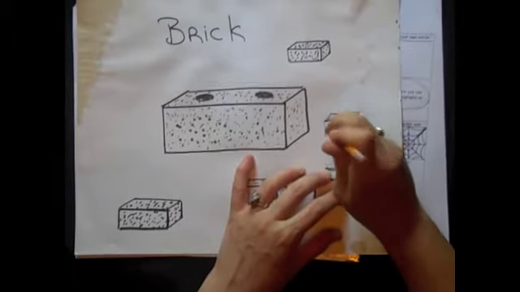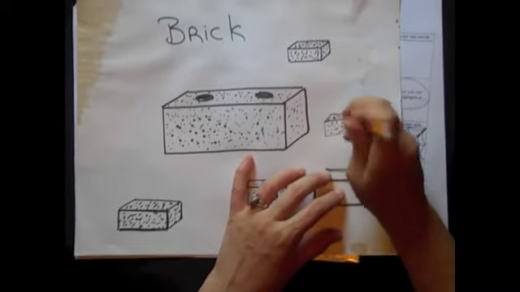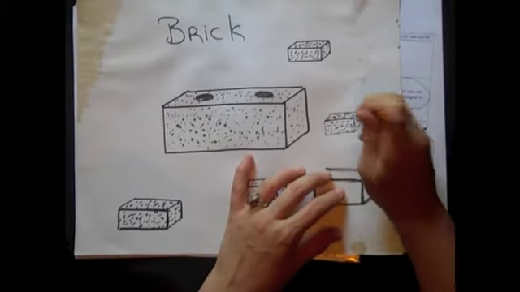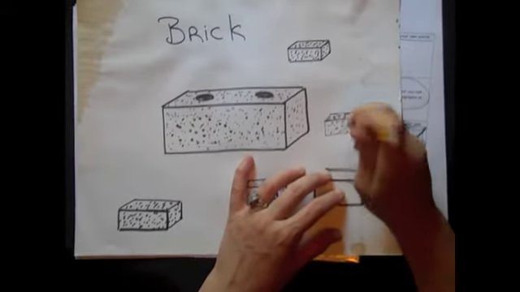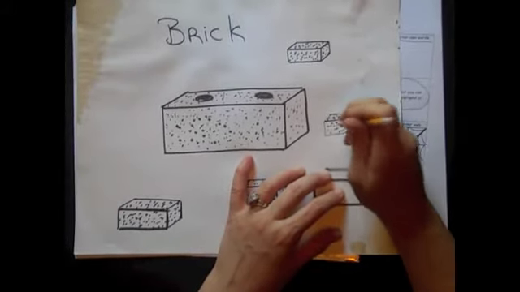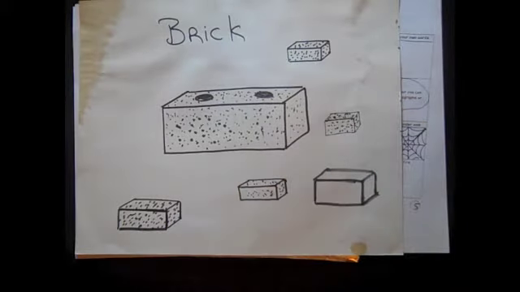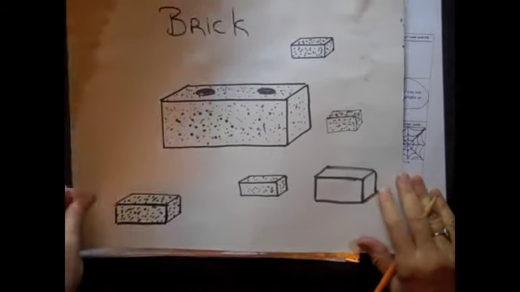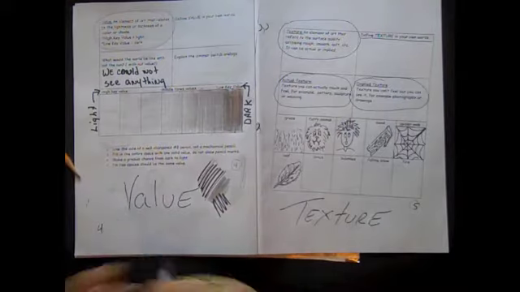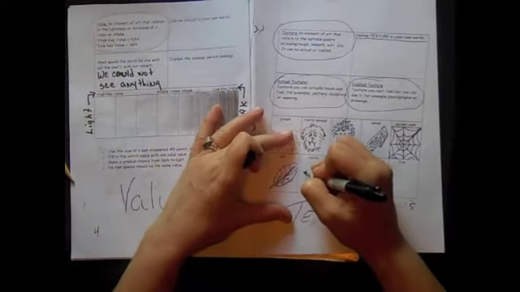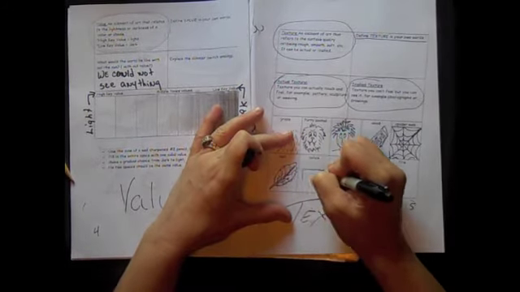The reason it has this rough texture is because it has lots of small little stones in there with the sand and the cement to make it structurally sound. Okay, texture of a brick. So now draw your brick in this space here. Make your rectangle.